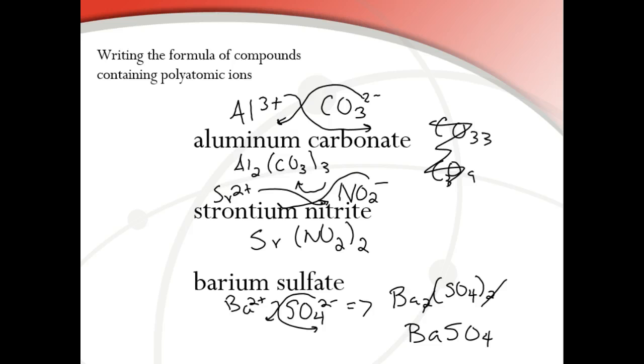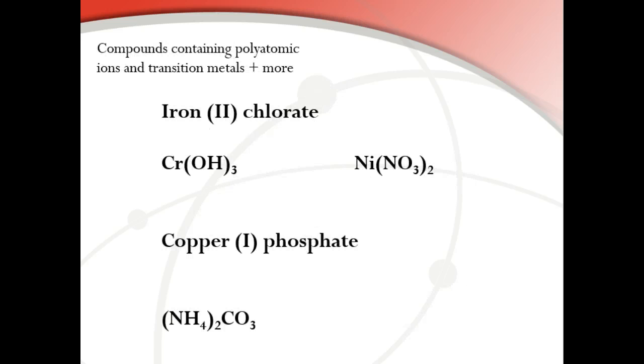Just like binary ionic compounds that we talked about in the second video, we have to deal with transition metals once again. So let's do a couple of examples of those.